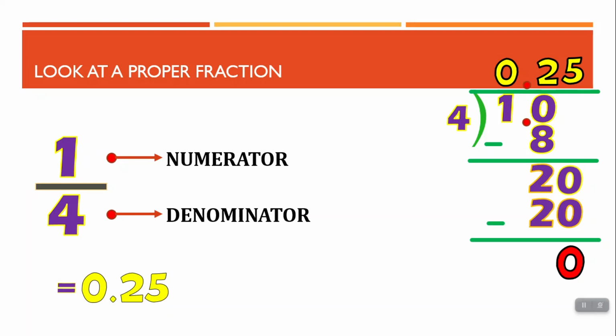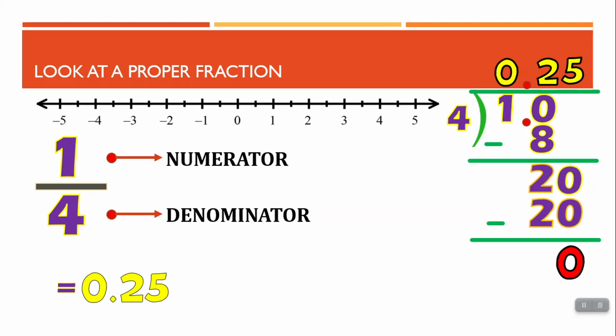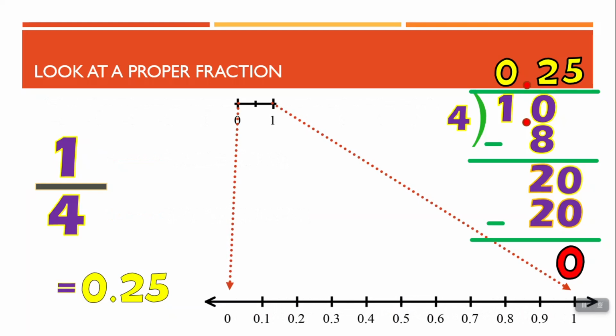And if you look at it, 1 over 4, sometimes we call it 1/4, is equal to 0.25, which looks like 25 cents. We know that 1/4 in money is 25 cents. On the number line, where does 0.25 fall? Well, again, it falls between 0 and 1. And if we look, 1/4 falls between 0.2 and 0.3. That is where 0.25 falls.